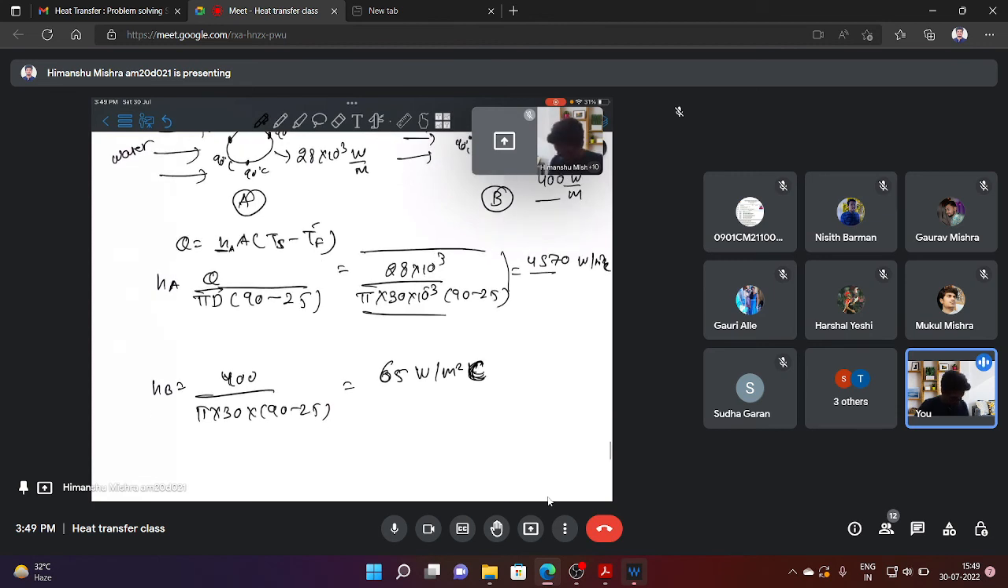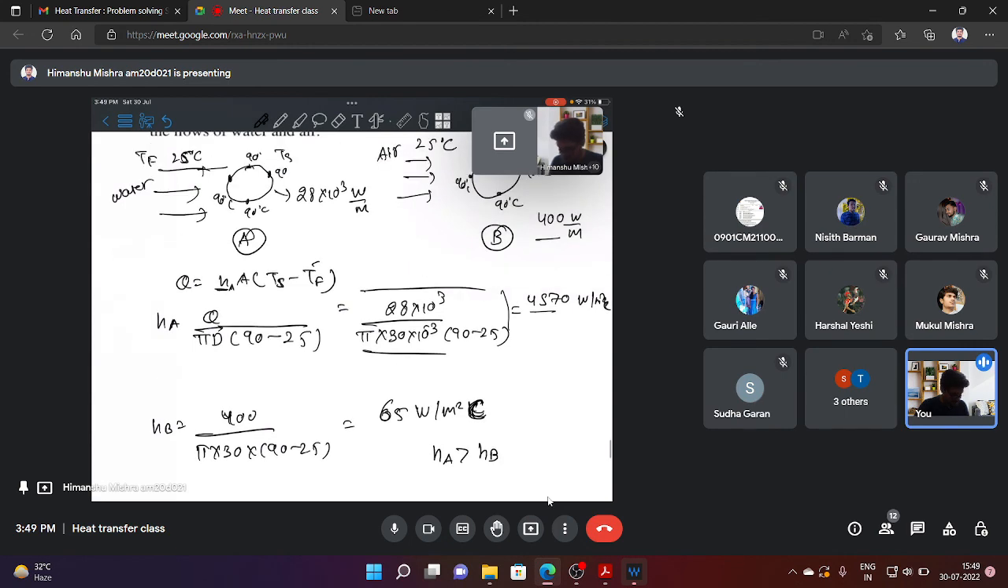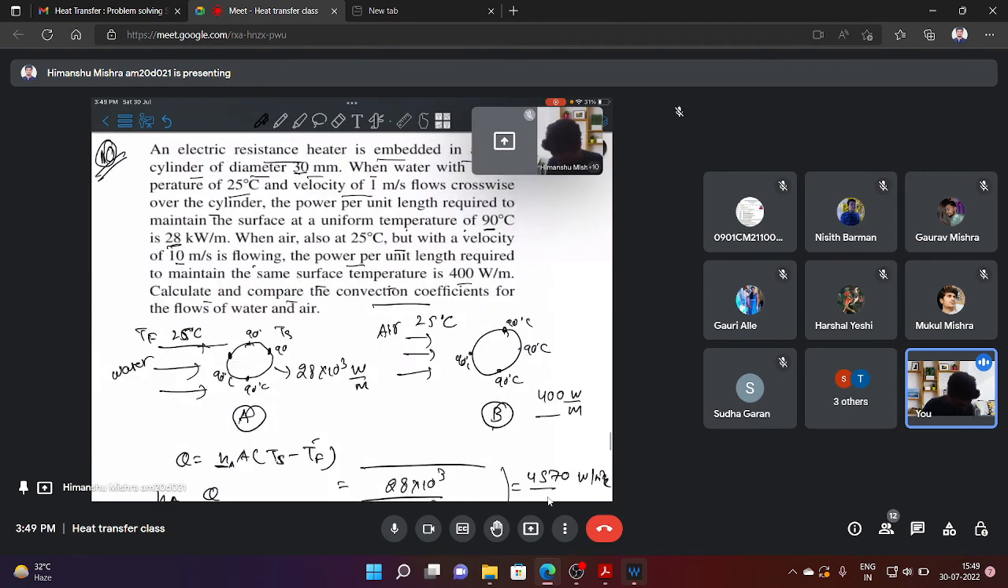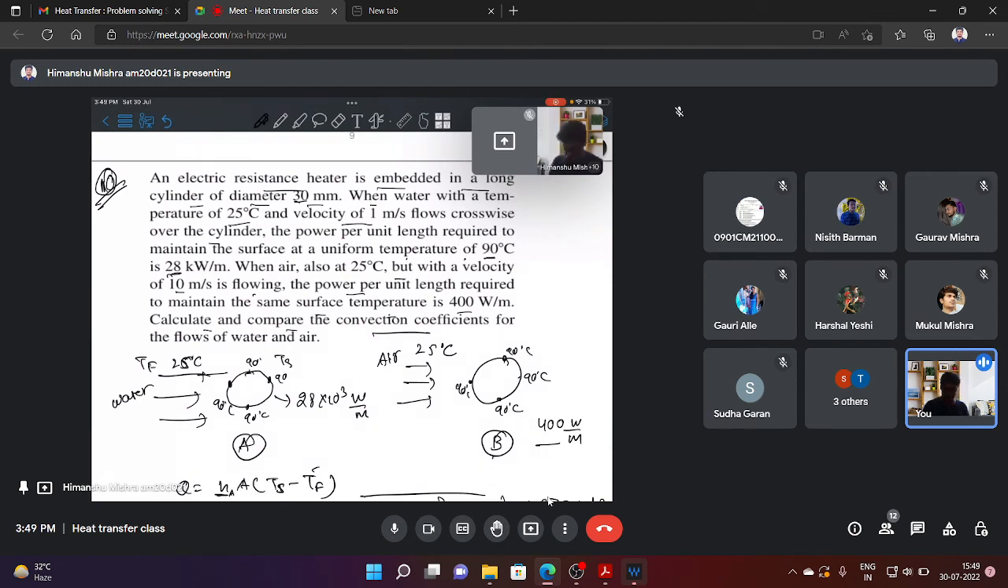So we can see that the heat transfer coefficient in case A is greater than in case B. So even though the water is flowing with a velocity of 1 meter per second and air is flowing with a velocity of 10 meters per second, we found that the heat transfer coefficient in the water case is higher than in the air case. So there will be more heat transfer in the water case compared to the air case, even though the velocity of the water is 10 times lower than the velocity of the air.